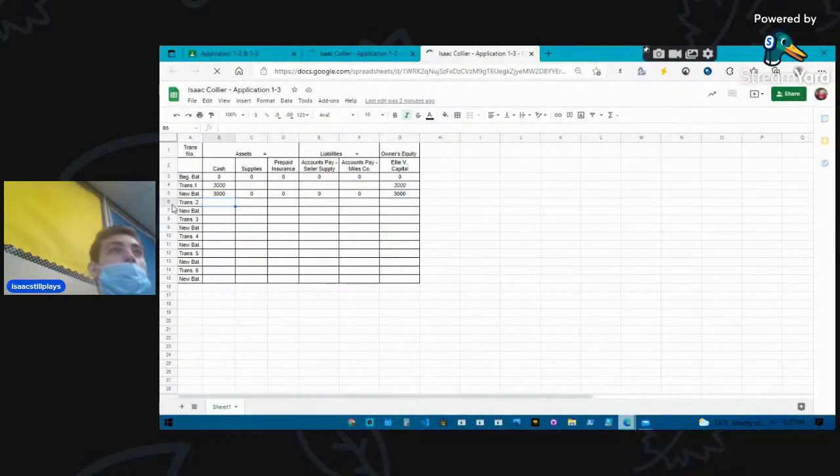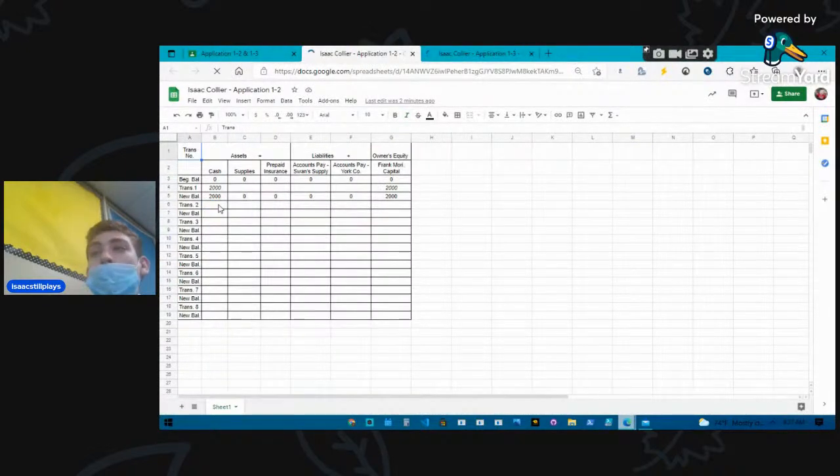So I'm gonna have $600 in cash going away, right? And what did I buy? Read number 2 in the book. Insurance. I bought insurance. So where else am I gonna have 600? Prepaid insurance. Okay. So what am I gonna do in my new balance? I'm gonna make a formula. I'm gonna do equals, and I'm gonna just click on B5, and I'm gonna subtract B6.